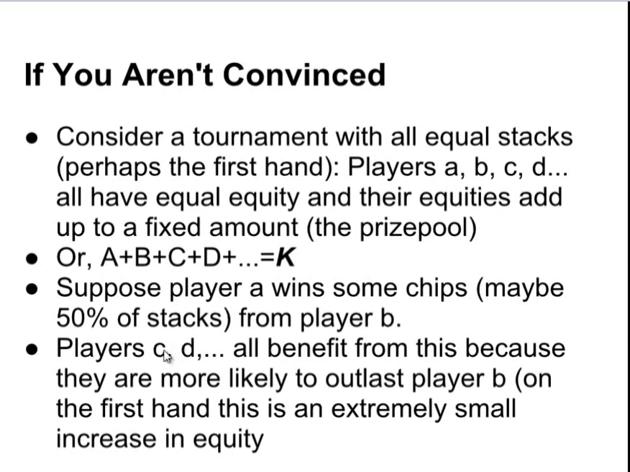So we know that everyone else in the tournament benefits, and of course player A benefits because he's winning the chips from player B, and player B loses.